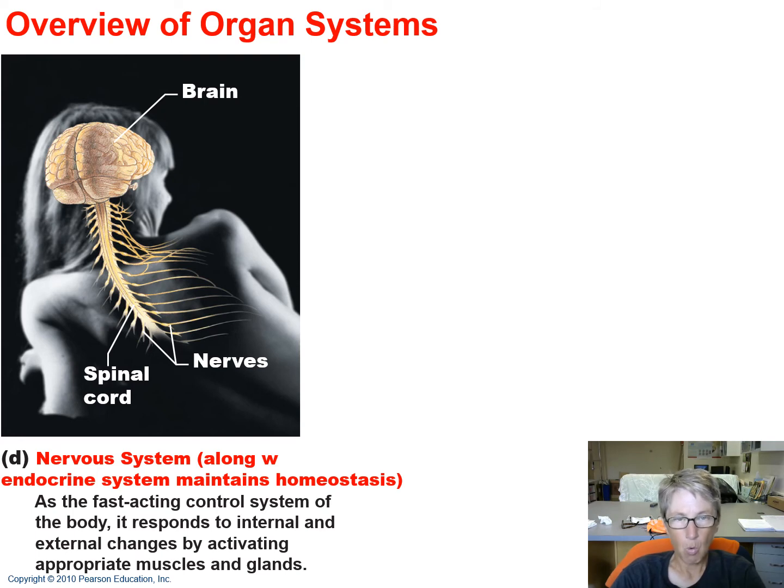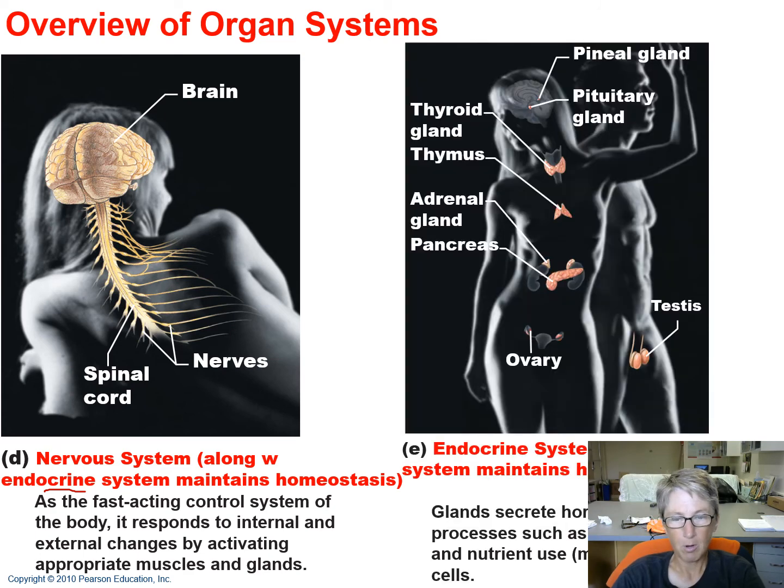The next organ system is the nervous system. And I told you earlier, the nervous system and the endocrine system maintain homeostasis. So the nervous system includes your brain, the spinal cord, and all the nerves that go to and from your body parts. And then the endocrine system maintains homeostasis, and you'll start with the endocrine system in 202. And it has all these pieces to the endocrine system. Some of the famous ones you probably have heard of: the pituitary gland, your thyroid gland, probably heard of your pancreas, and of course everyone's heard of the ovaries and testes.